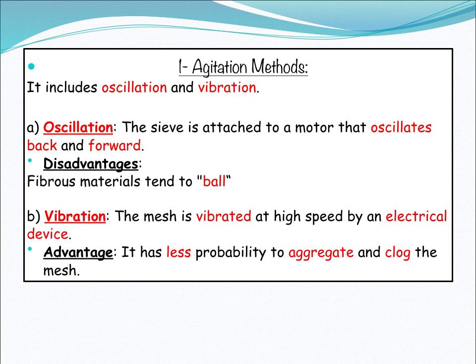The disadvantage of oscillation is that with some fibrous material like plant stems or leaves, if the sieves are moving forward and backward, they will have a tendency to pool or aggregate and form balls. While in case of vibration, there is less tendency or less probability for this fibrous material to aggregate and form a big spherical aggregate.